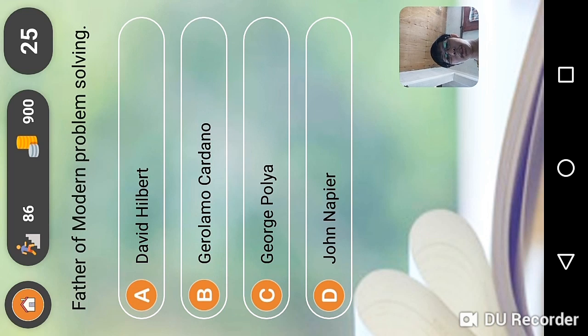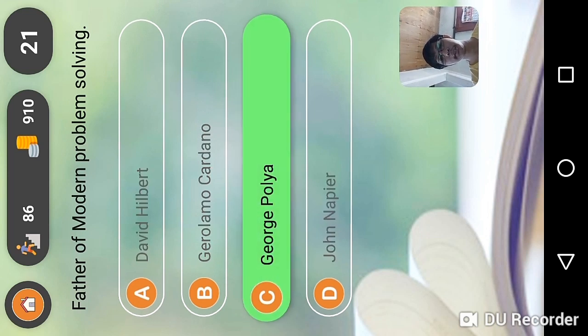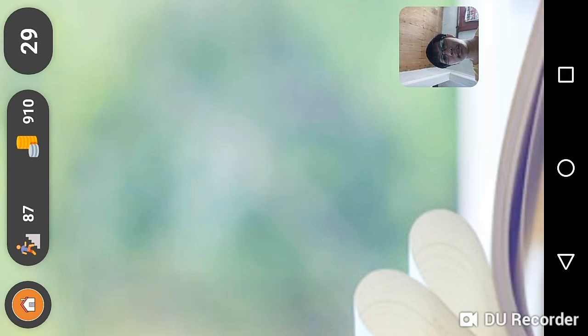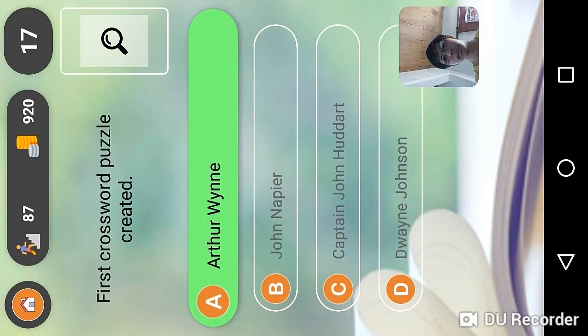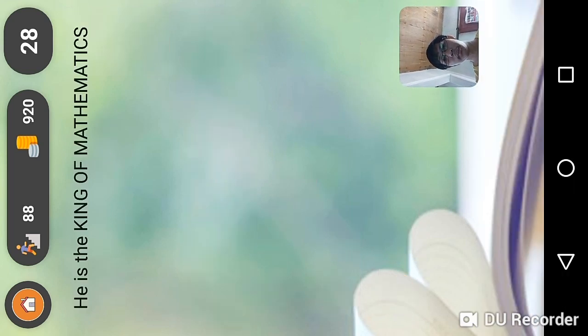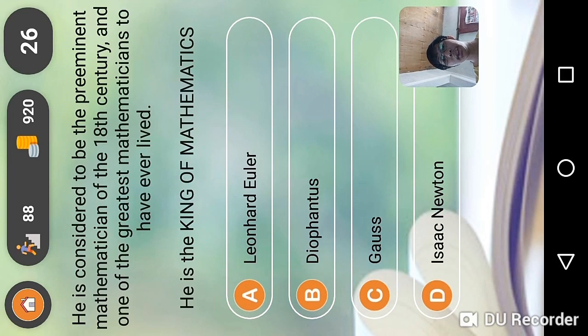Father of modern problem solving. George Polya. First crossword puzzle created. Arthur Wynne. He is considered to be the preeminent mathematician of the 18th century and one of the greatest mathematicians to have ever lived. He is the king of mathematics.